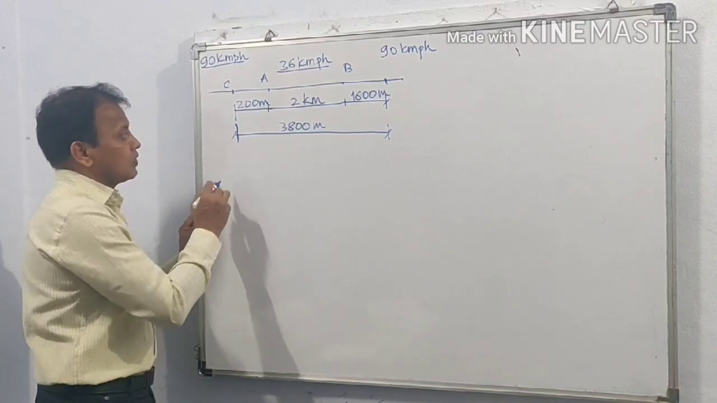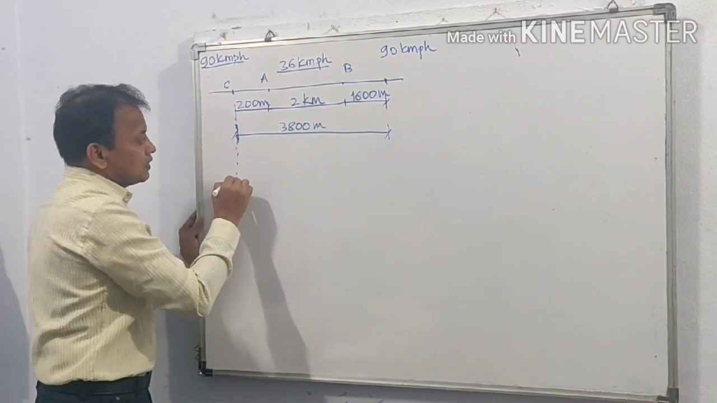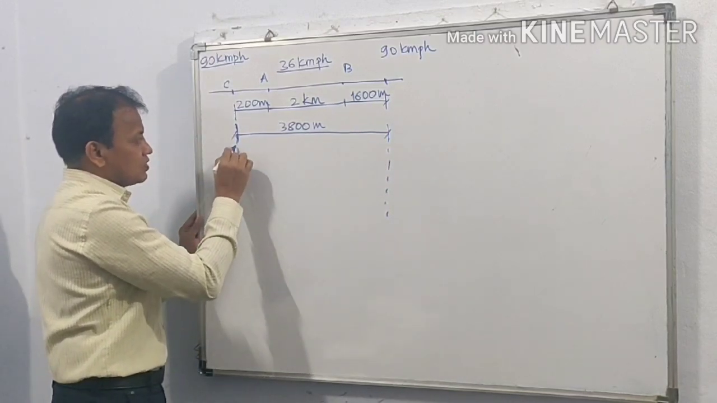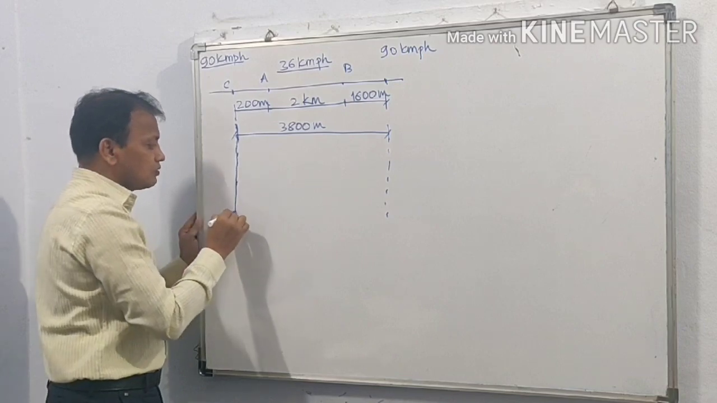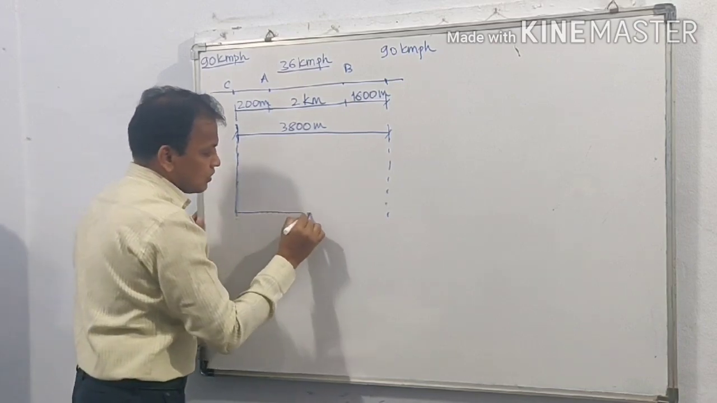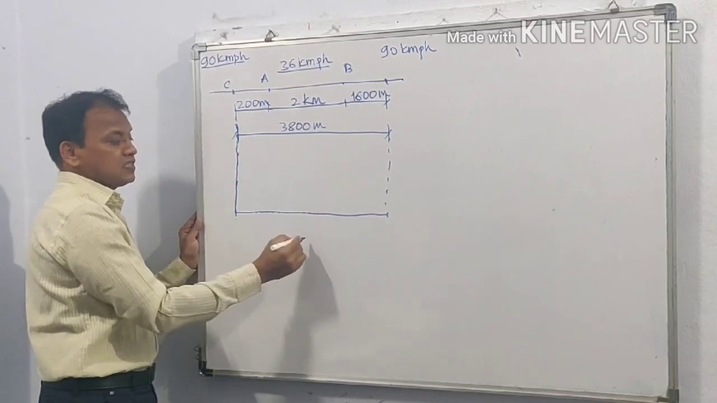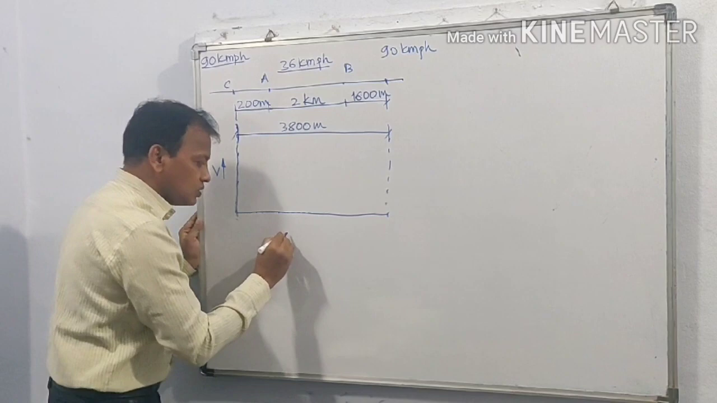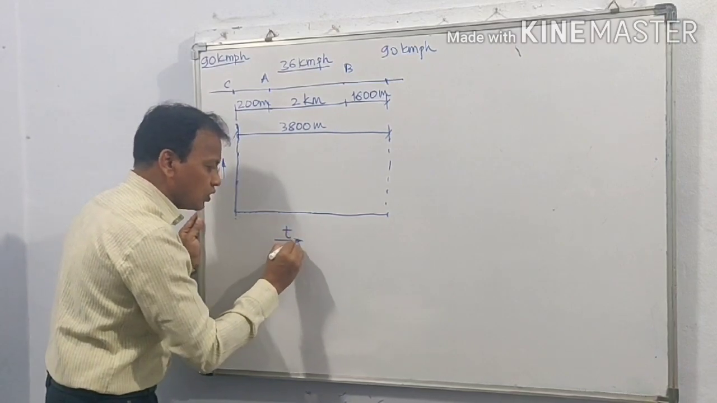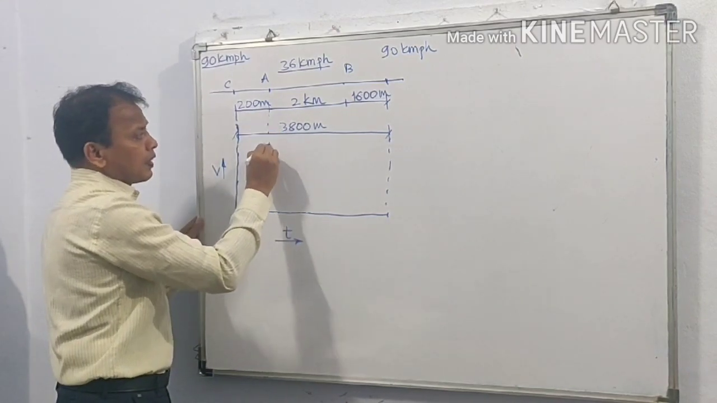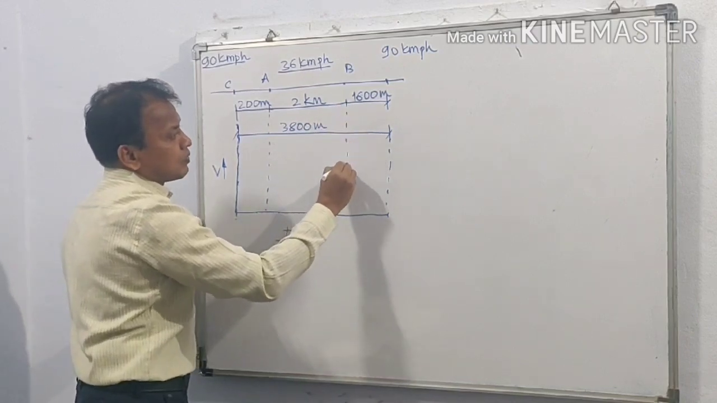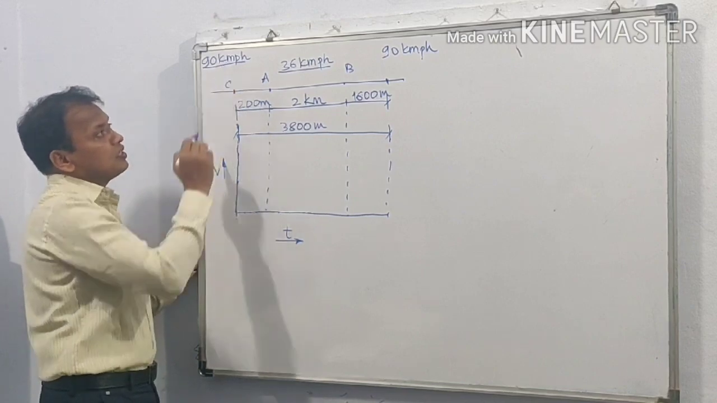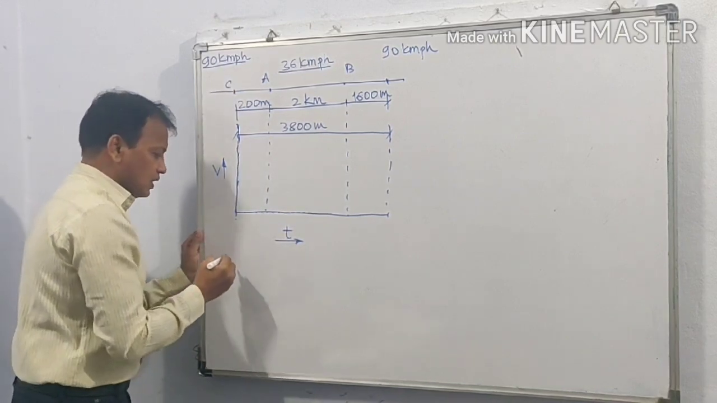a velocity time diagram. So here this is the reference. Let us draw the velocity time diagram starting from here. This is the y-axis, this is the x-axis. Along the y-axis we are plotting velocity, along the x-axis we are plotting time. Here at C, the velocity is 90 km per hour.